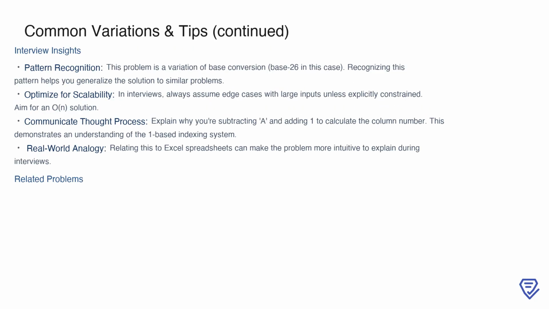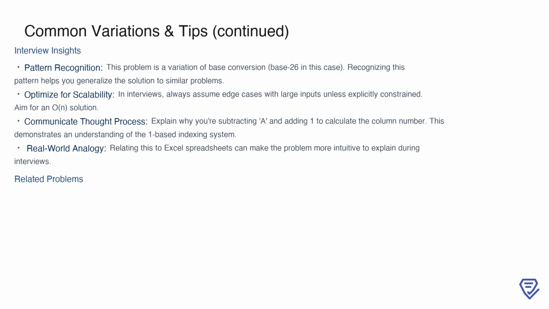Understanding the broader context of this problem can also give you an edge. Fundamentally, this is a variation of base conversion, in this case, converting from a base 26 system. Recognizing this pattern makes it easier to generalize the solution to similar problems in the future. Scalability is another key consideration. During interviews, always assume the possibility of edge cases with large inputs unless explicitly told otherwise. An O(n) solution should be your goal to handle these efficiently.